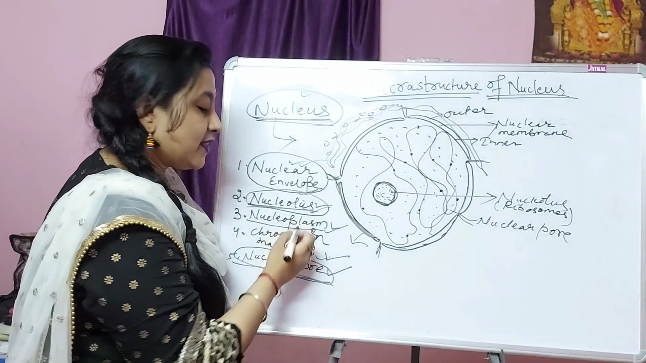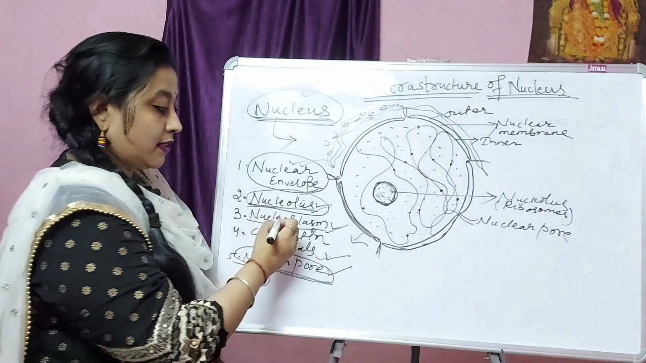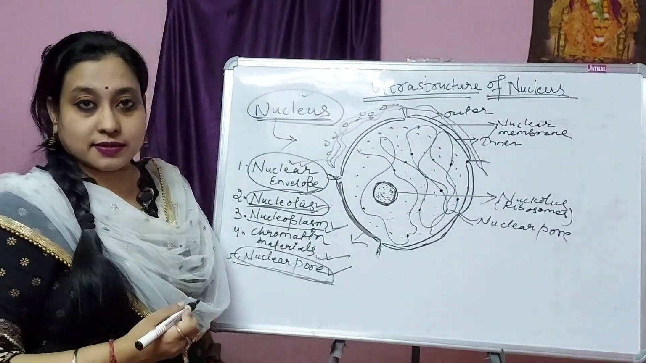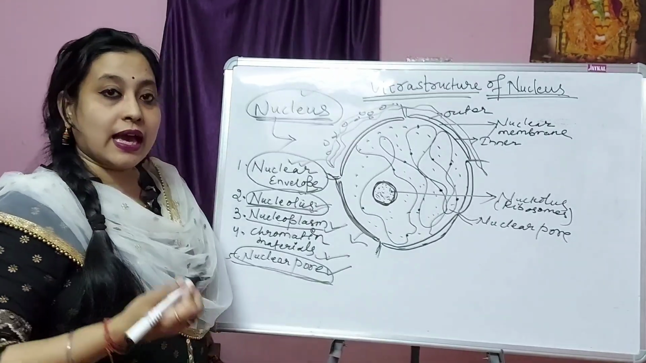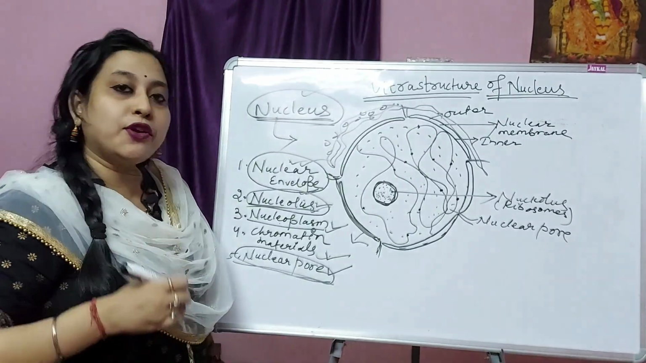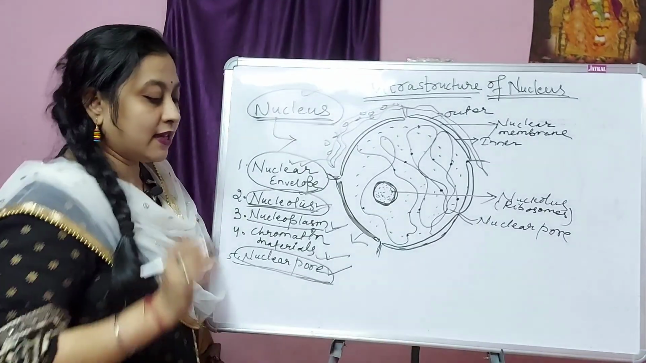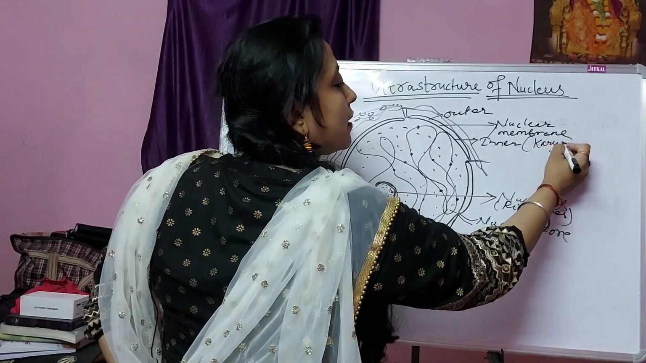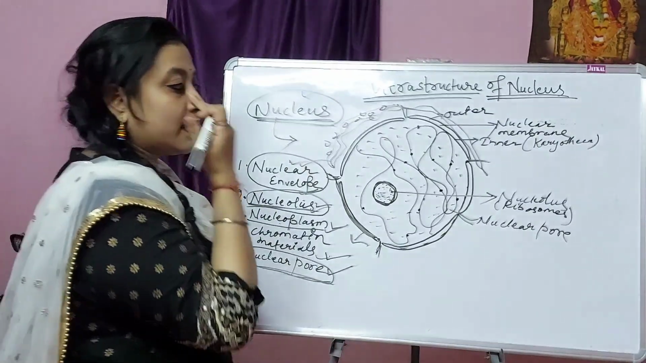You can say this nucleoplasm as the matrix. Got the point? So this nucleoplasm is called the inner content of the nucleus. You can call this nucleoplasm the matrix, and sometimes it is also called karyolymph. Nucleoplasm, matrix of the nucleus, or karyolymph, same thing. Exactly, this nuclear membrane is also called karyotheca. This nuclear membrane is called karyotheca.